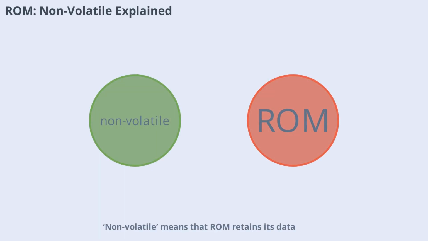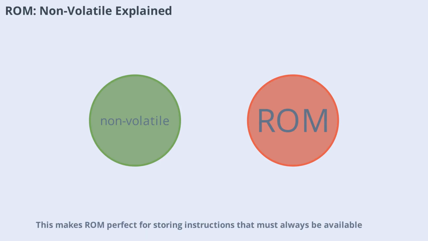Non-volatile means that ROM retains its data even when the computer is powered off. This makes ROM perfect for storing instructions that must always be available, like those needed to start the computer. Non-volatility is what gives ROM its reliability and importance in every computer system.